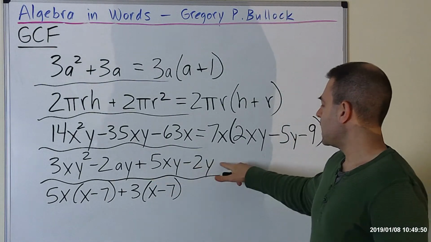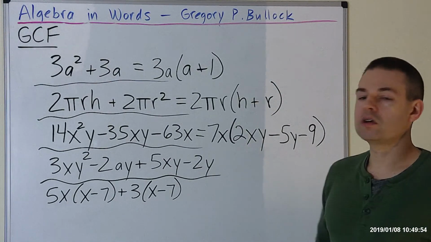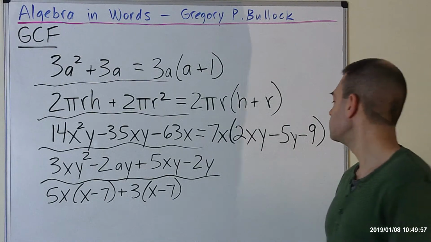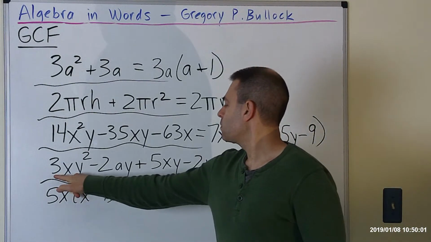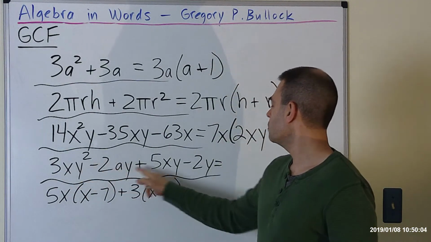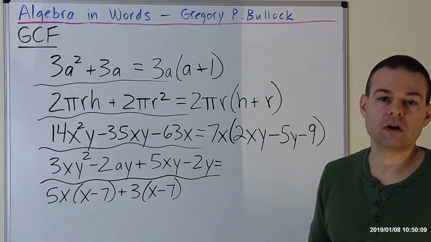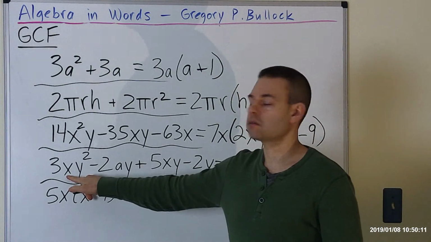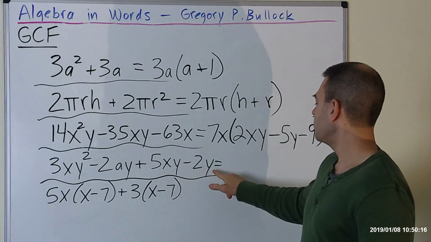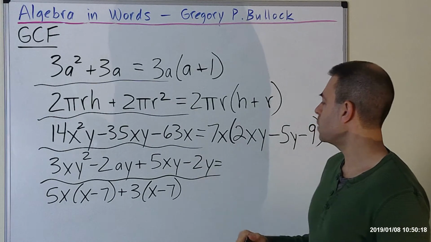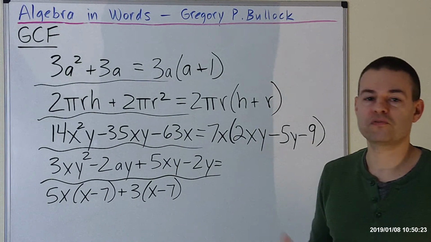Let's go to the next one down. The next one down now has 4 terms, and also there's a few variables involved. Okay, so let's look at the coefficients first. 3, 2, 5, and 2. Do any of those numbers have a common factor? No, they don't. So then let's move to the x's. This has x, this has no x, this has x, and this has no x as well. So there's no x's in common among those 4 terms.